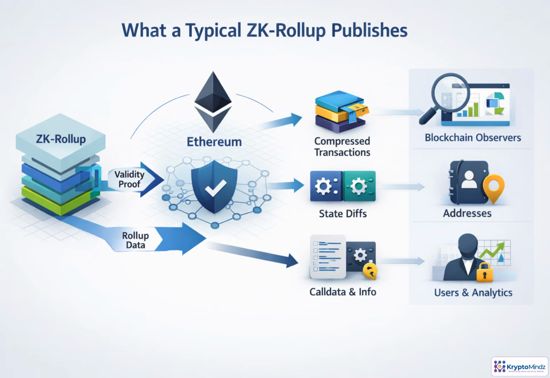A ZK rollup sends Ethereum two very different kinds of information. First, it submits a validity proof, which checks that the new state was computed correctly. Second, it may publish availability data, such as compressed transactions, state diffs, addresses, call data, or app-specific fields. That data supports reconstruction and auditability, but it can also reveal user behavior. Compression reduces size. It does not create privacy.